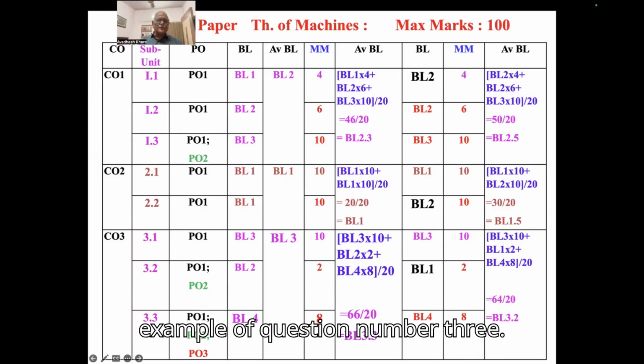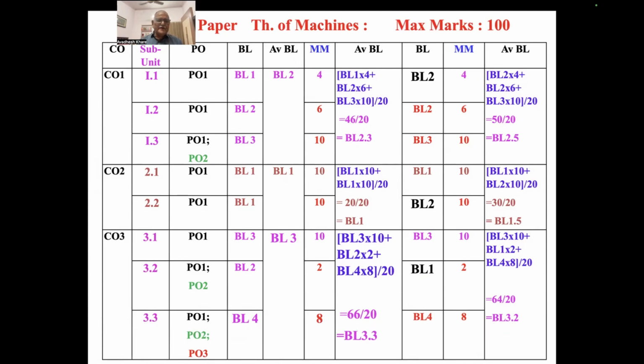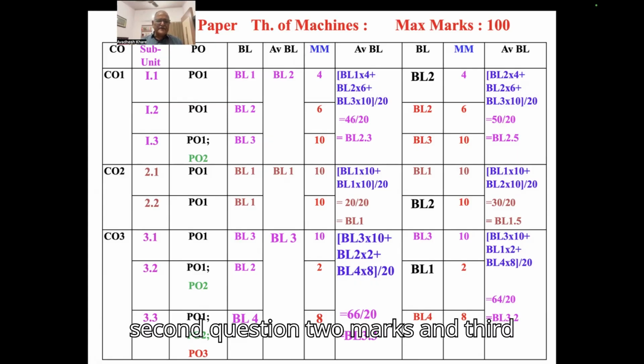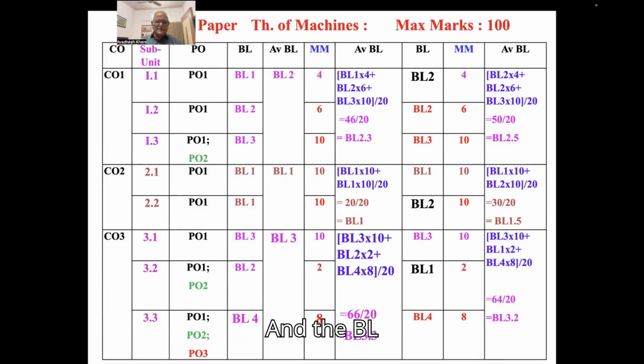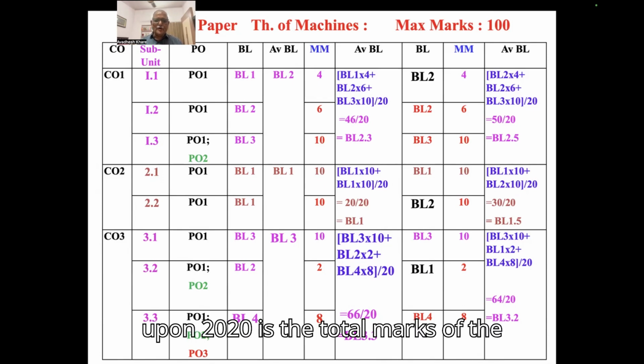Let us take the example of question number 3. It has 3 subunits. BL levels are 3, 2, and 4. And we decide to have the first question 3.1 for 10 marks, the second question 2 marks, and the third question 8 marks. And the BL level as per syllabus will be 3 into 10 plus 2 into 2 plus 4 into 8 upon 20. 20 is the total marks of the question.